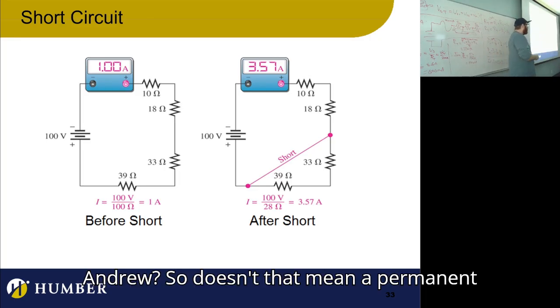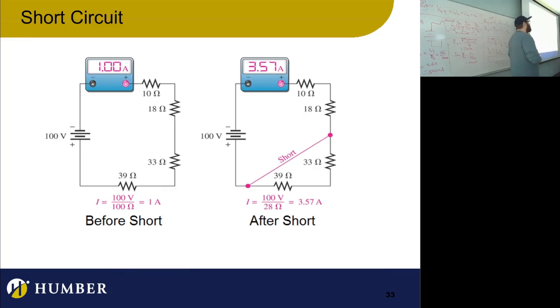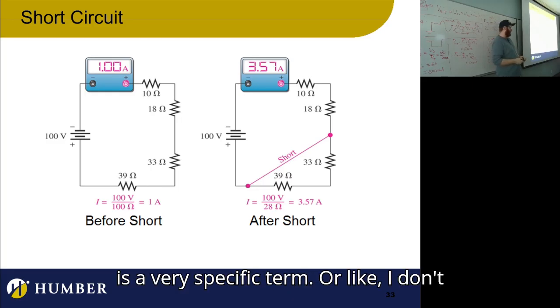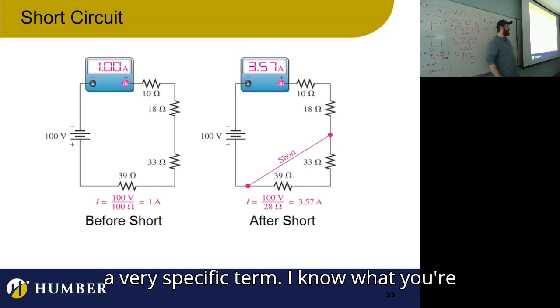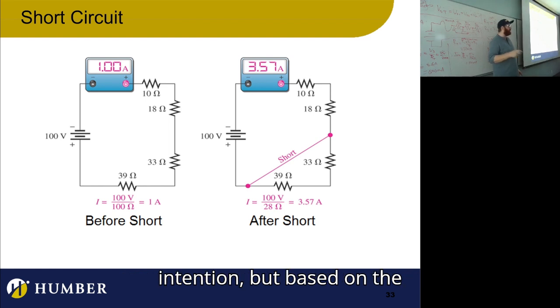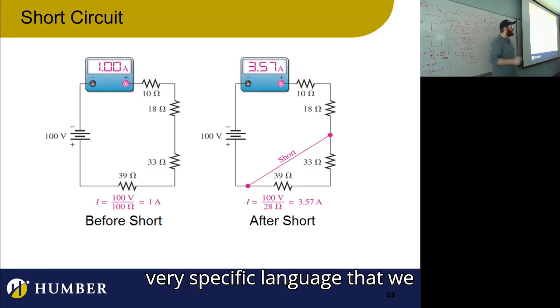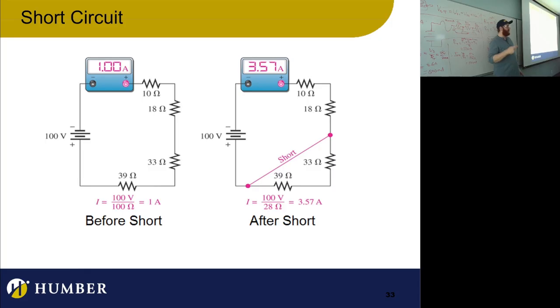Andrew? So doesn't that mean a permanent magnet has unlimited power, because there's electrons kind of there? Power is a very specific term. Or like, I don't know, energy or something? Energy is also a very specific term. I know what you're saying, and you're not wrong in your intention, but based on the very specific language that we use to define energy and power, it doesn't quite work.